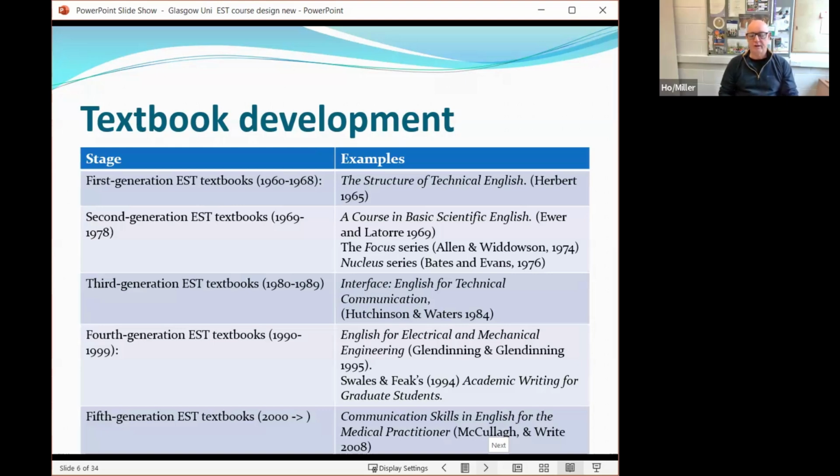The fifth generation are things like Communication Skills for English and Medical Practitioners. And now we're doing very targeted areas for students like nurses or medical students. And along with the textbooks came DVDs and now online interfaces with these books. They became very colorful. The teachers' books are very, very good, well written. And so we've come a long way in terms of textbook development for ESP.